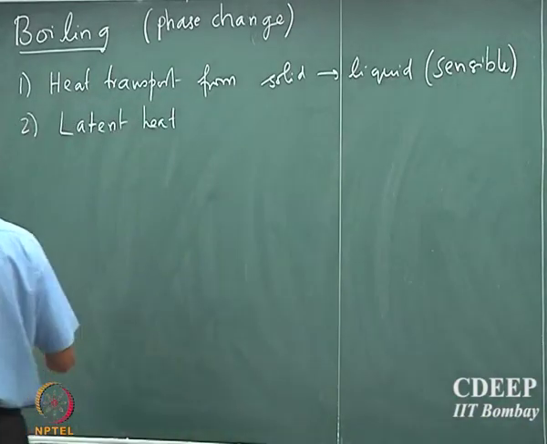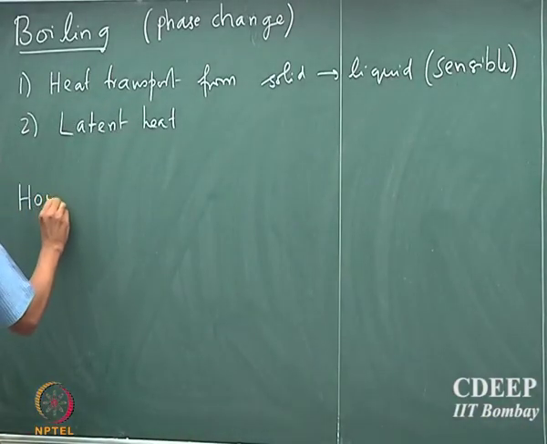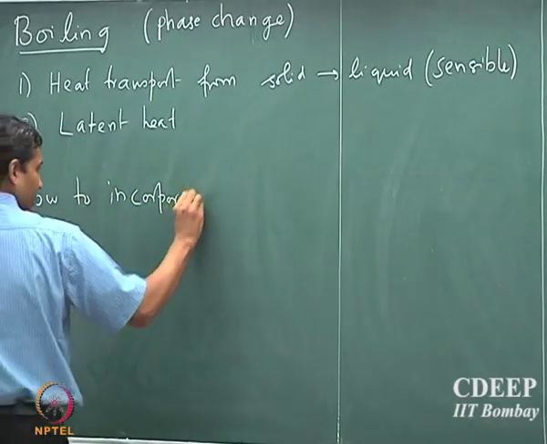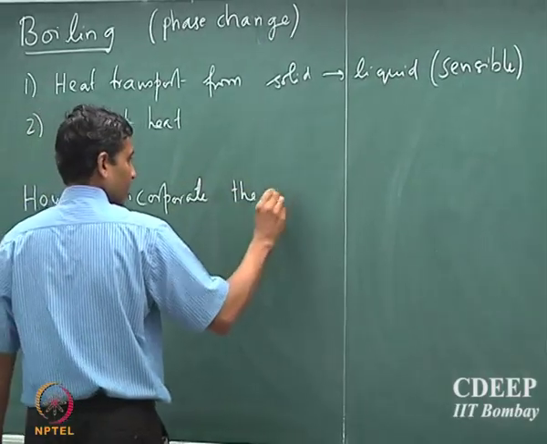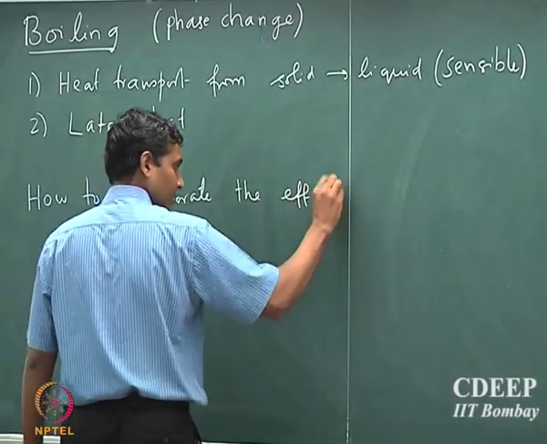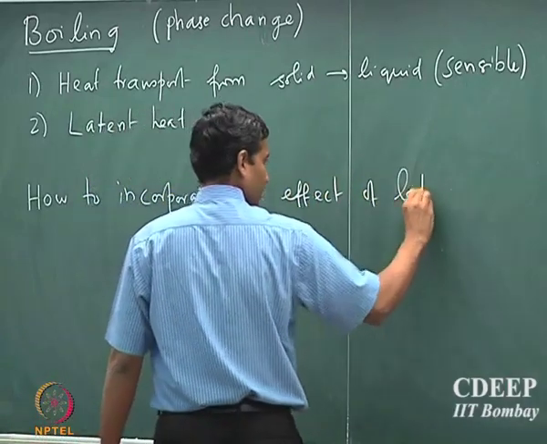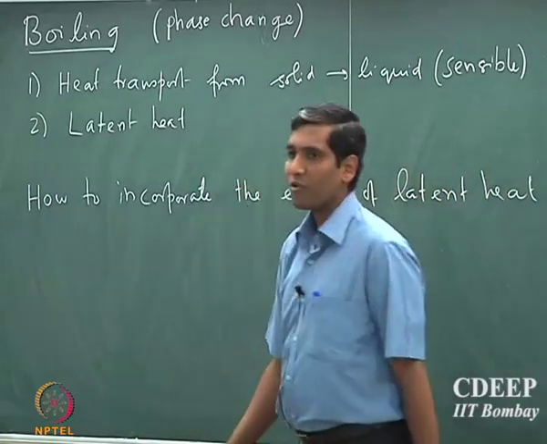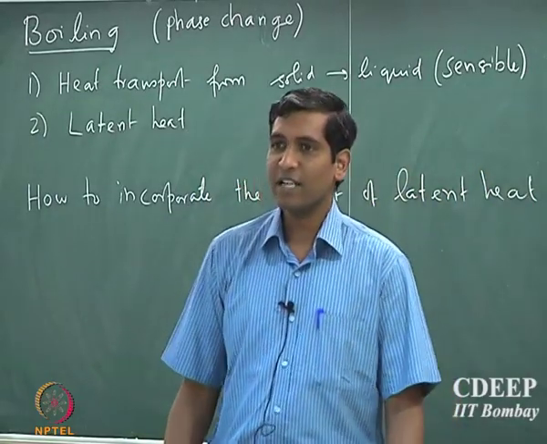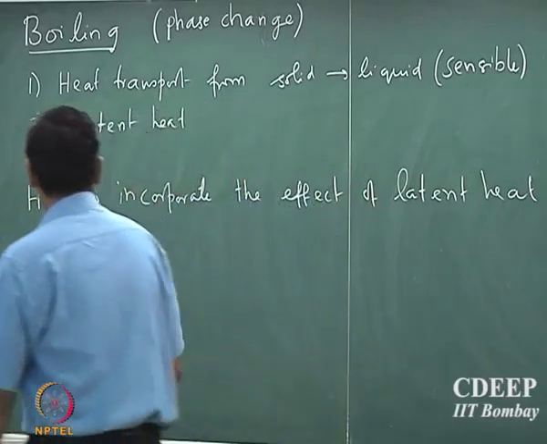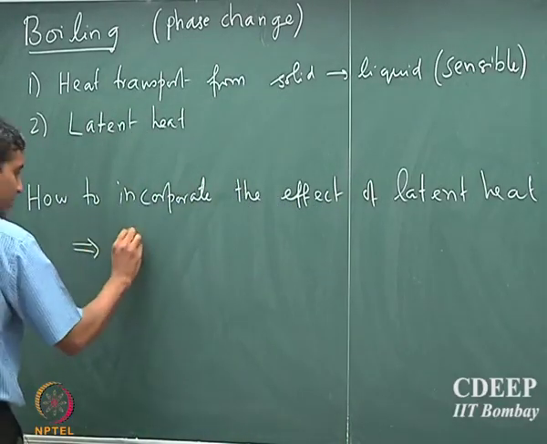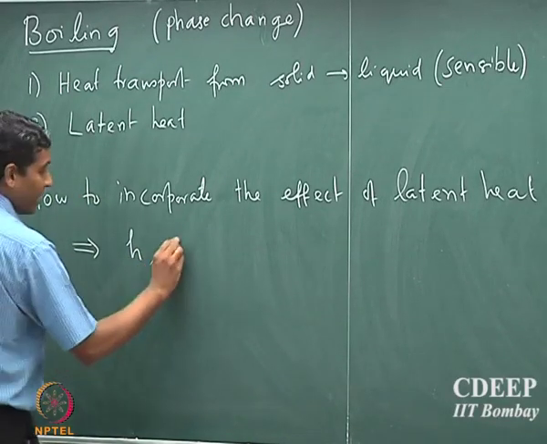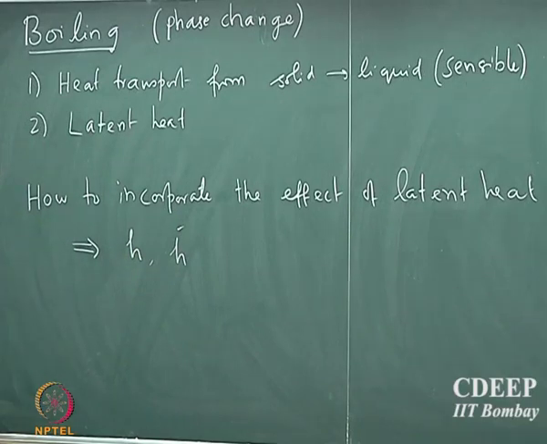So what we are going to see is how to incorporate latent heat in the heat transport calculation, and we retain our original objective. The objective is to find the heat transport coefficient, H and H bar. So those are the objectives.